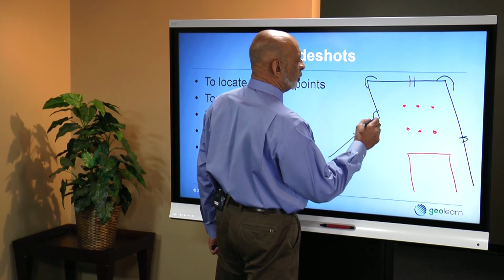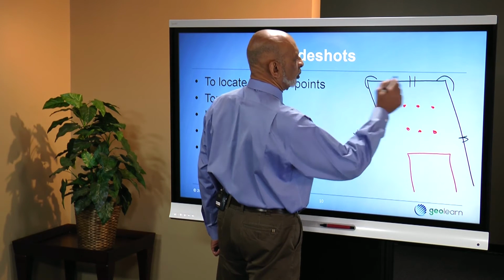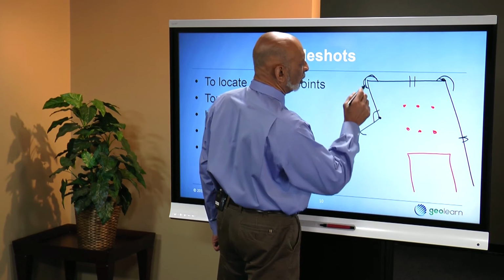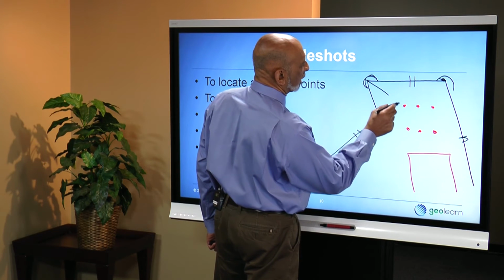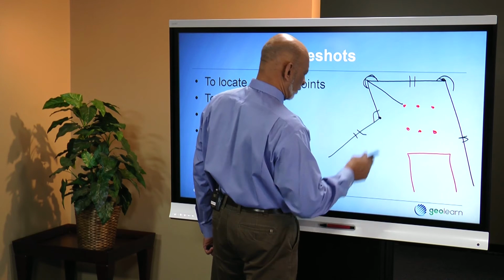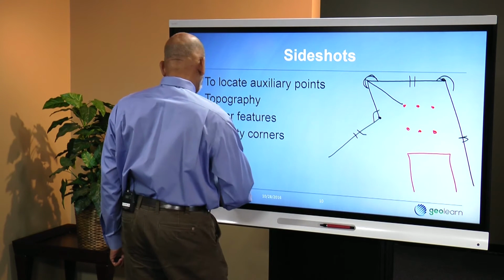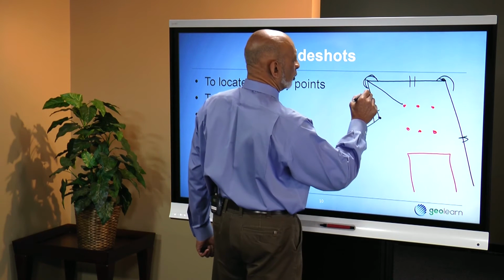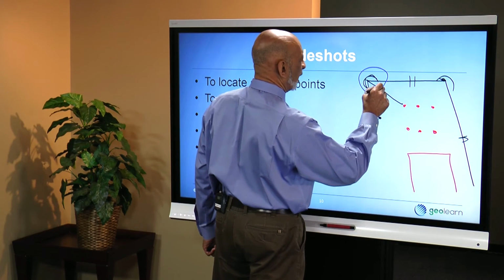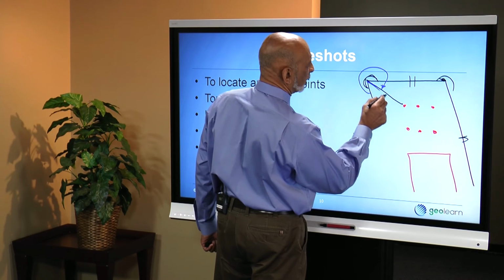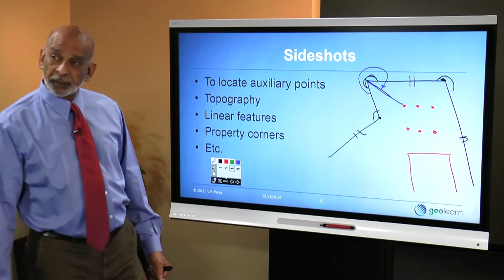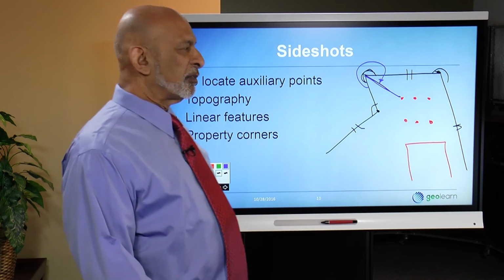So after you have backsighted this point, you would foresight this point for your main angle in phase 1 and phase 2. But you can also sight this point so that you would be actually measuring, let me use a different color, this angle, and of course you'd be measuring this distance. And you would do that in phase 1 and phase 2 sometimes, and sometimes only in phase 1.